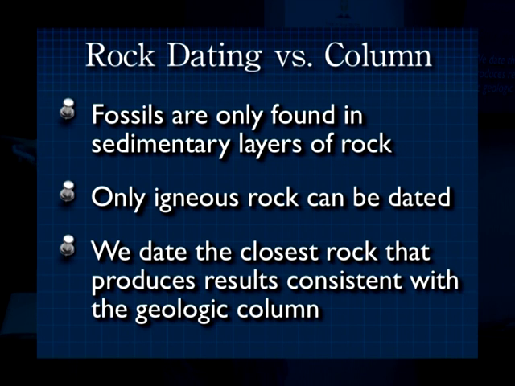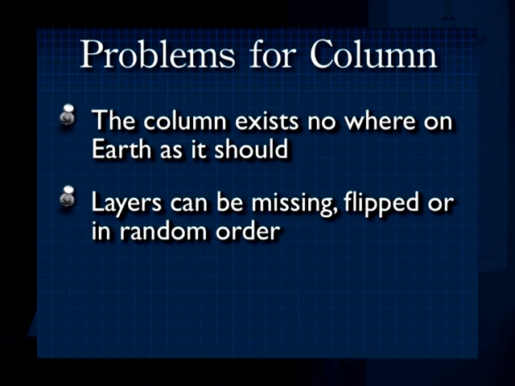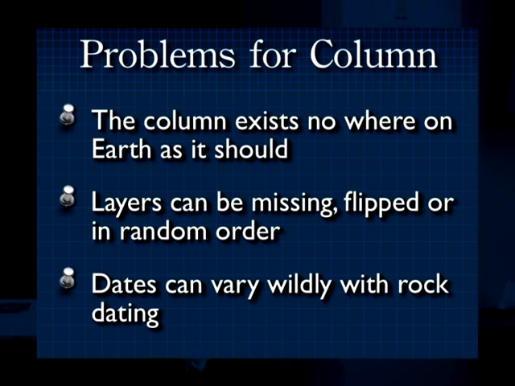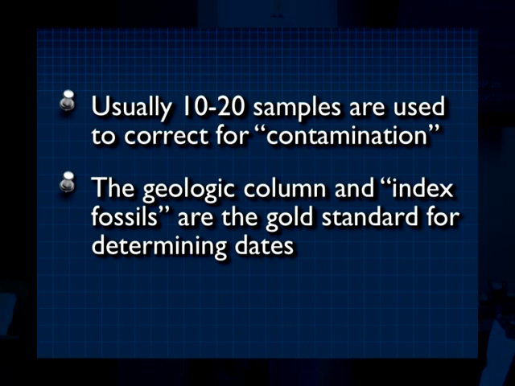We try to date the closest rock to produce results consistent with the geologic column, but we've kind of given up on that because it doesn't work. That column exists nowhere on Earth in the way it's represented. Layers can be missing or flipped or in random order. Dates can vary wildly with any kind of true rock dating. And the geologic column and the index fossils are the gold standards for determining dates and for each other.